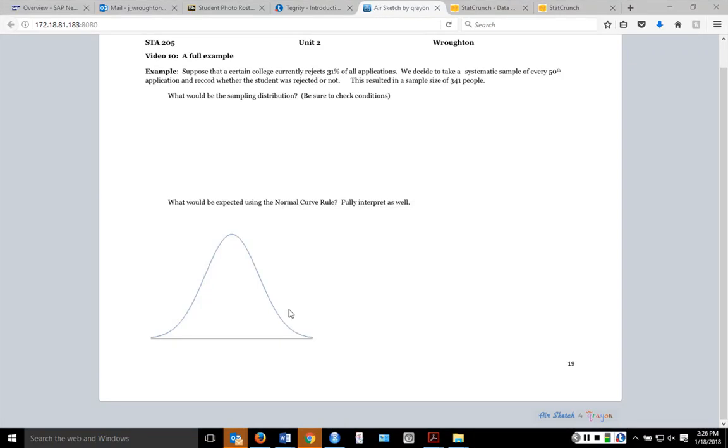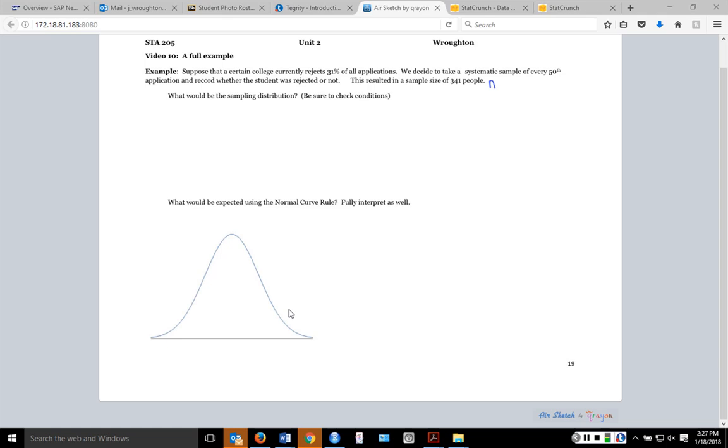Alright, so this is going to be nothing new. It's just going to be taking the ideas that we learned and applying it to a different problem with maybe a little bit more context. So suppose that we have a certain college that currently rejects 31% of all applications. We're going to take a systematic sample of every 50th application and record whether the student was rejected or not. And this resulted in a sample size of 341 people.